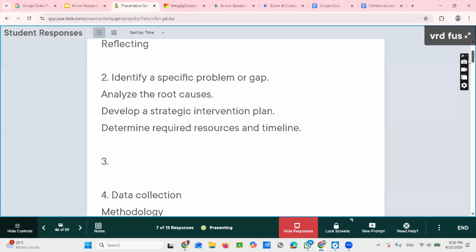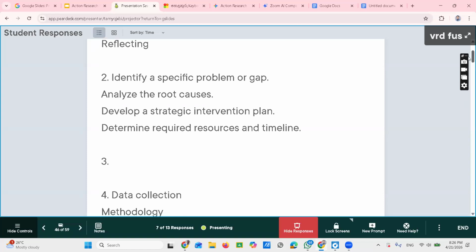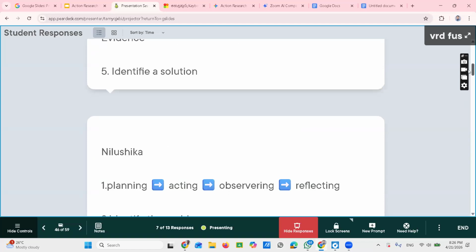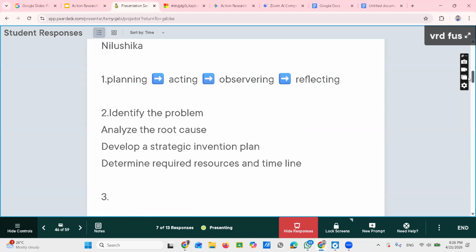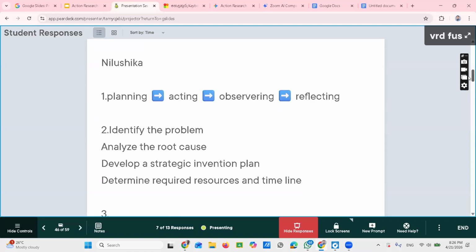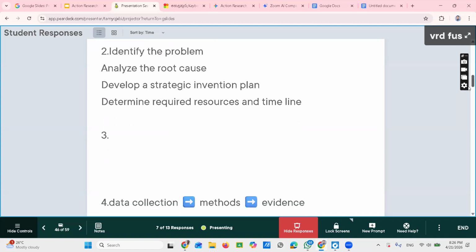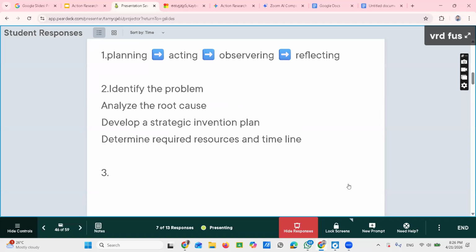Look at the answers. One answer from one of you: identify a specific problem, analyze the root causes, develop a strategic intervention plan, determine required resources and timeline. Yes, these are the 4 things you need to focus on. Here, Nilushika is also giving the same answer. Questions 1 and 2 are okay. Then look at the third one.